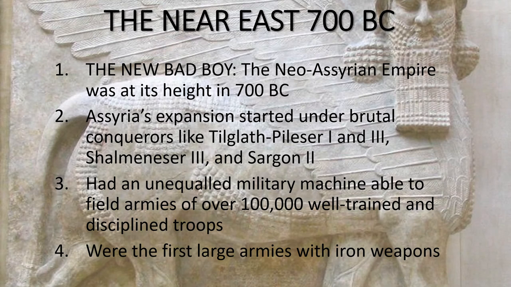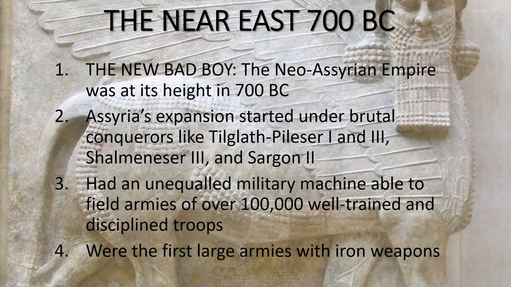Okay, let's look at this. So the new bad boy, the Neo-Assyrian Empire, is at its height here in 700 BC. Their expansion started under brutal conquerors, and you see their names here. These are all guys that are mentioned in the Bible because there is conflict, of course, between both the northern and southern kingdoms of Israel and Judah and Assyria. They had an unequaled military machine. They were able to field armies of over 100,000 well-trained, disciplined troops.